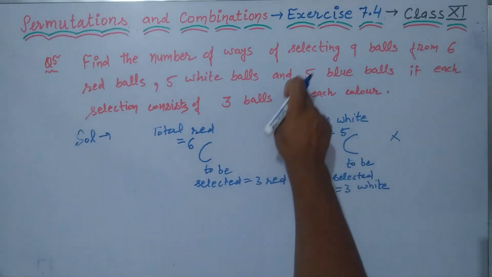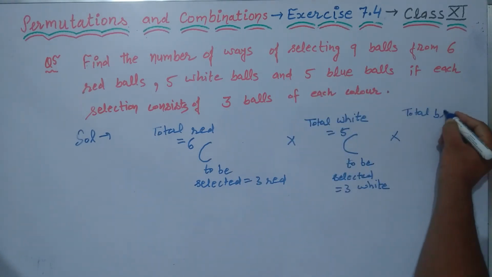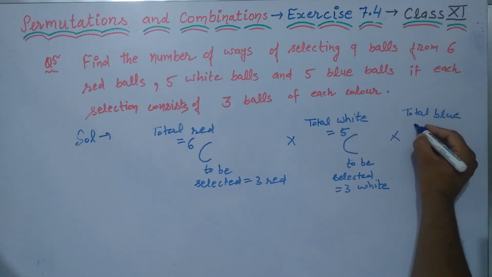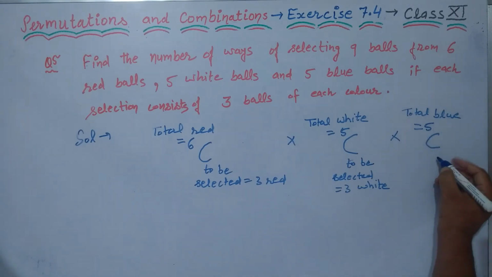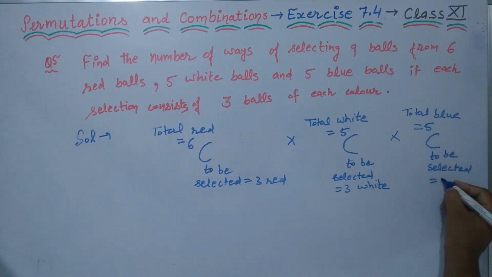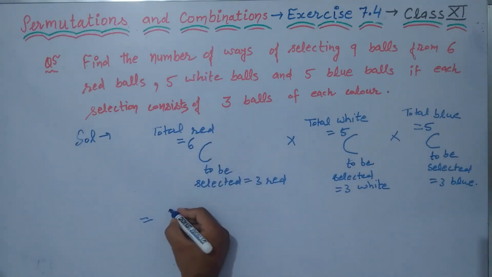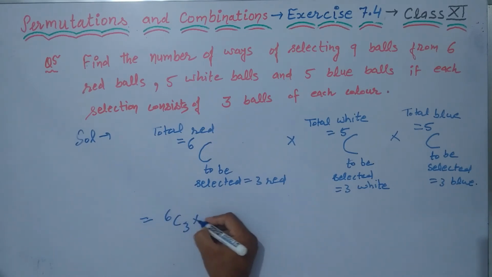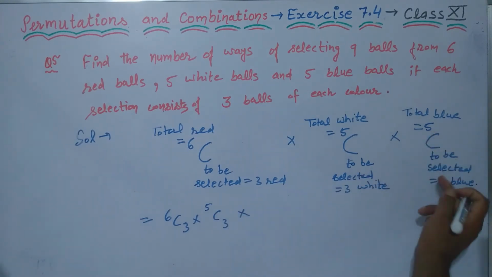Lastly, total blue balls equal to, they are 5, and to be selected equal to 3 blue balls. So in simple words we write this as 6C3 into 5C3 into 5C3.